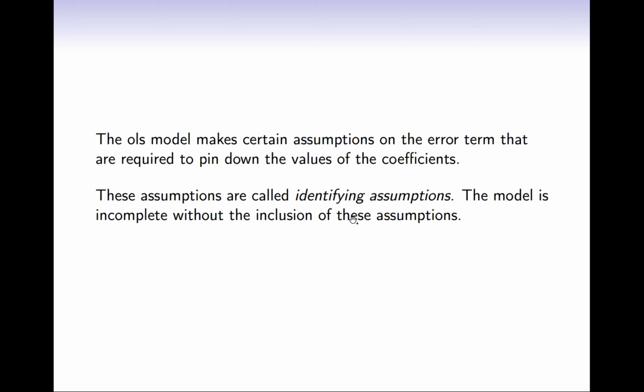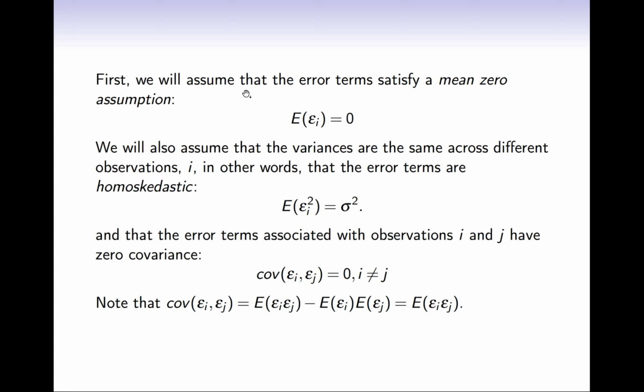Okay, so the OLS model makes certain assumptions on the error term, and these assumptions are considered part of the statement of the model. So the model would be incomplete without including these assumptions. And the reason is you really need these assumptions to pin down the beta. Okay, so these assumptions are often called identifying assumptions. Okay, so first we'll make an assumption that the error term has mean 0. Okay, then we'll make an assumption that the variances are the same across different observations. This means that the error terms are homoscedastic.